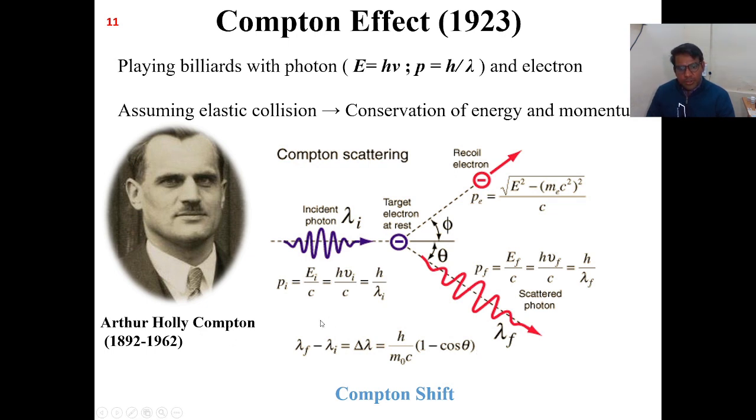It is interesting to note that in this expression, the shift in wavelength, that is delta lambda, is totally independent of the intensity or the frequency of the incident radiation. It only depends on the angle of reflection. That means we can have various intensities or various frequencies at different angles with the help of this concept.